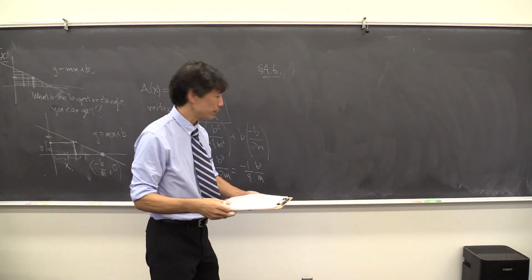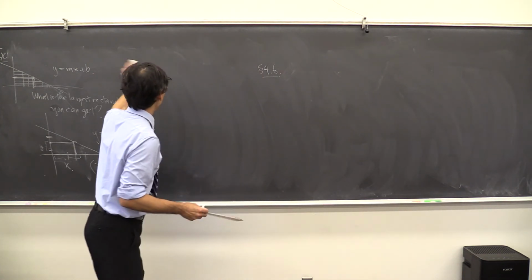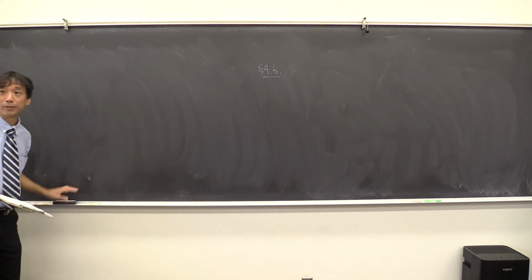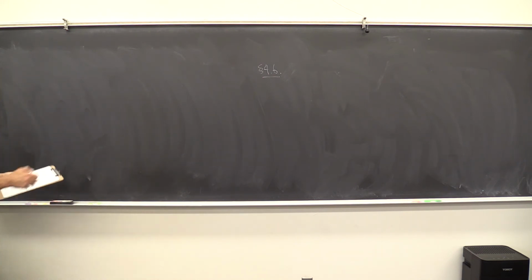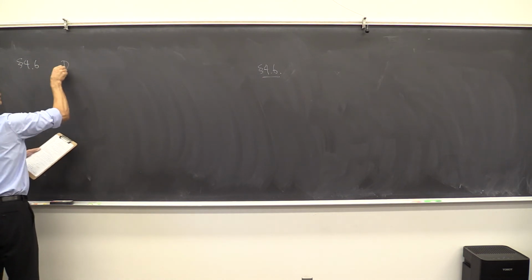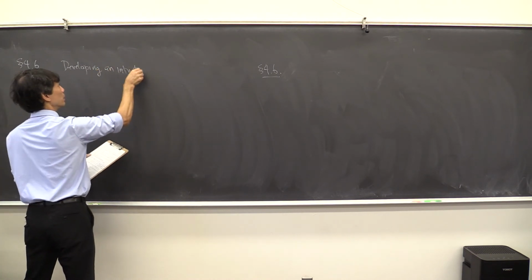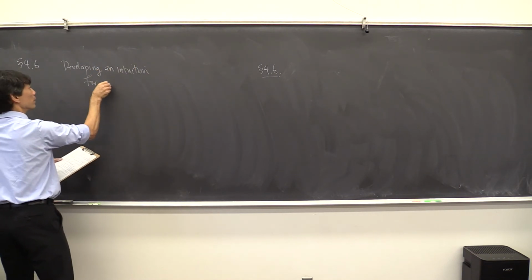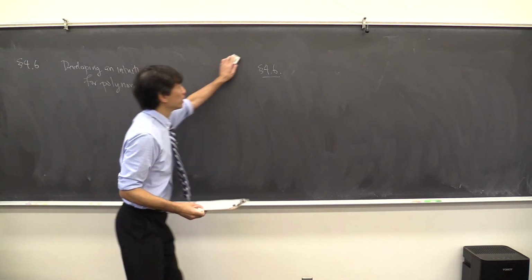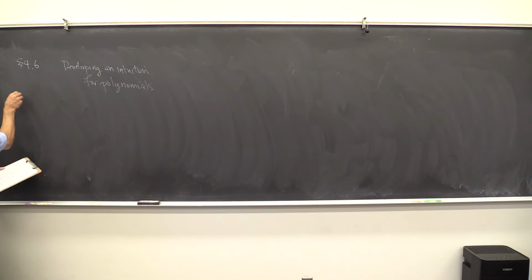The last two sections are a little bit different from the earlier ones. They're not about optimization. They're basically giving you a better understanding of polynomials and rational functions. So start here: developing an intuition for polynomials.